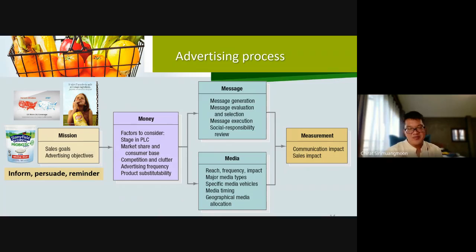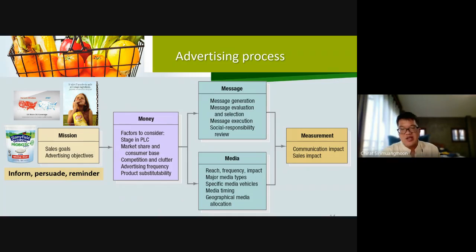Advertising frequency: the more frequency, the more you need to pay. And last one, product substitutability. If your product is replaced by other products, you should have a problem because the money that you try to use should be higher, because you need to make them feel like your product has something special. So this is the second step, money.